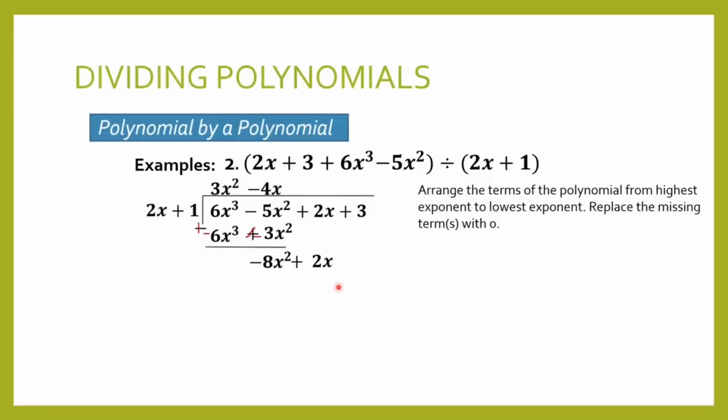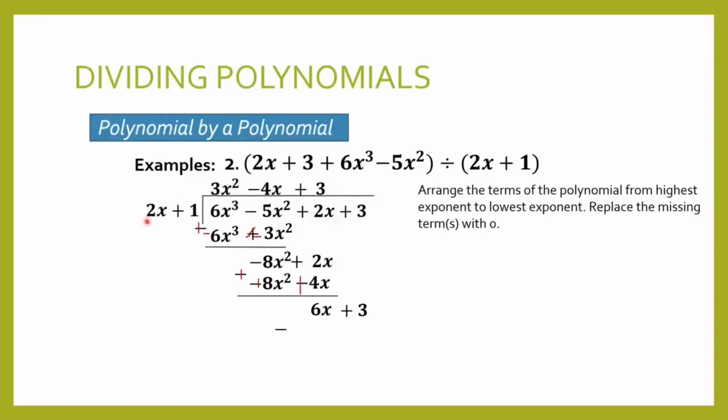Next, we divide negative 8x squared by 2x, and the result is negative 4x. Then we multiply it by 2x again. The result is negative 8x squared. Negative 4x times 1 is equal to negative 4x. Then we subtract. So this will be addition, positive and positive. So when we add, the result is 6x. Then we bring down the last term, which is 3. Now 6x divided by 2x is equal to 3.